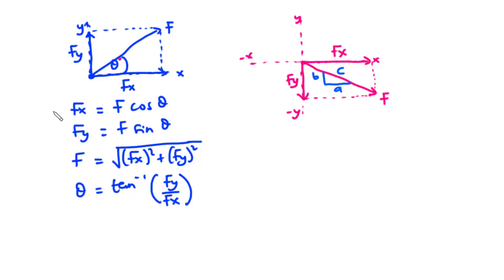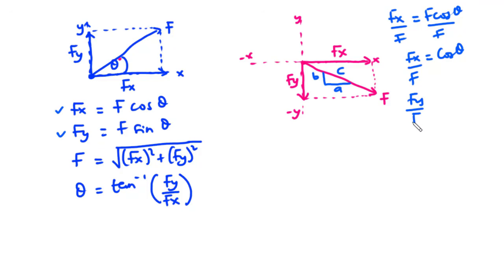Now let's focus on these two formulas. For Fx, we have Fx equals F cos theta. So we can divide through by F, and then we have Fx over F equals cos theta. And then we also have Fy divided by F equals sine theta. So we are going to use these two here in this diagram.